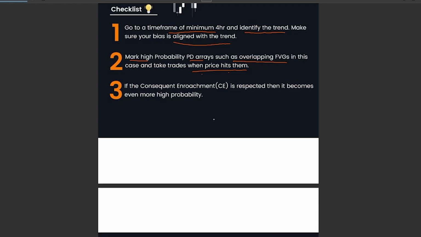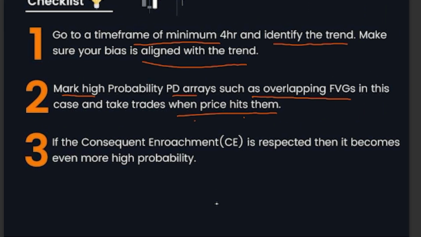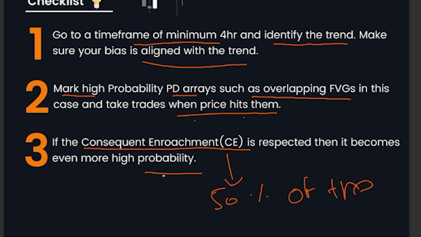Now let's move to our third point. If the consequent encroachment is respected, then it becomes even more high probability. So basically consequent encroachment is 50% of the fair value gap. And if the 50% level of the fair value gap is respected, the trade becomes even more high probability.